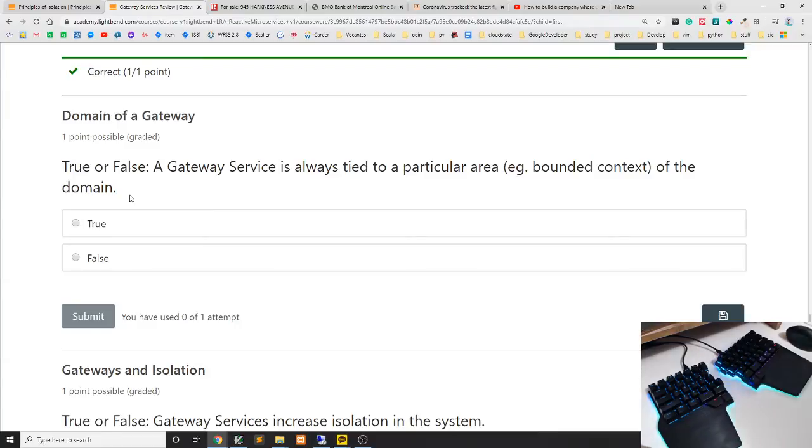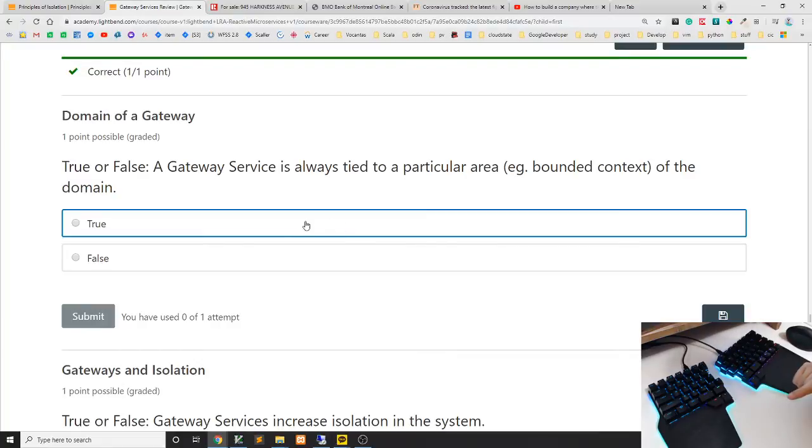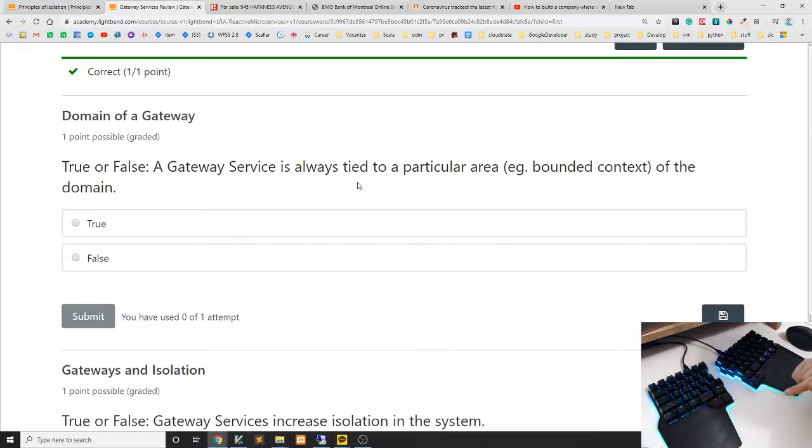True or false? A gateway service is always tied to a particular area, a bounded context of the domain. A gateway service is always tied to a particular area, a bounded context of the domain. Should it be? Hmm.